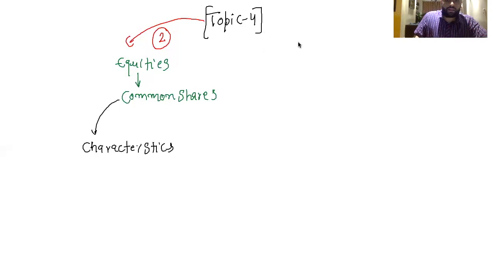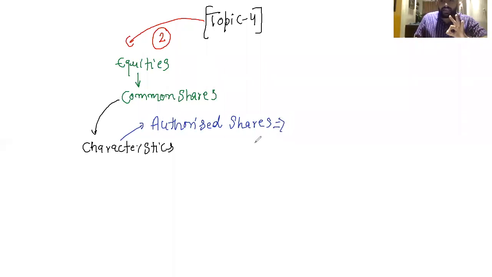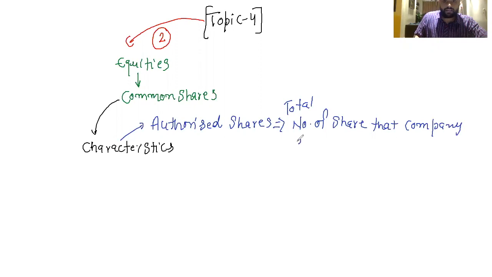The first characteristic is authorized shares. Now, what does it mean, authorized shares? Authorized shares are the number of shares that a company sells in its whole life, right? It's the total number of shares that the company sells in its whole life.